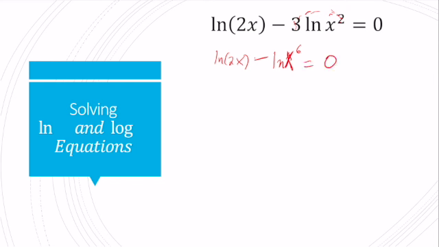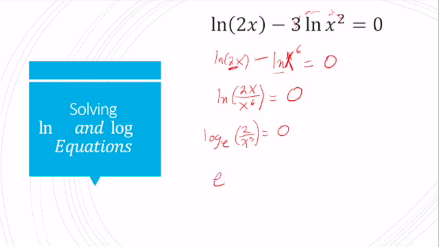equals 0. Now I can combine these two. When I'm subtracting, our logarithm rule is that I'm dividing. So now I have the natural log of 2x over x to the 6th equals 0. Now it's important to remember that natural log is log base e. It's also important to remember that if I have 2x over x to the 6th, I can cancel out one of those x's, so now I have 2 over x to the 5th equals 0. So e to the 0 equals 2 over x to the 5th.